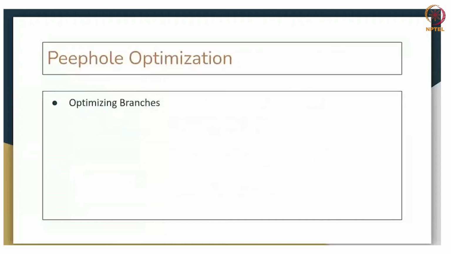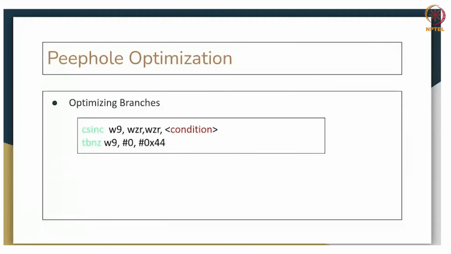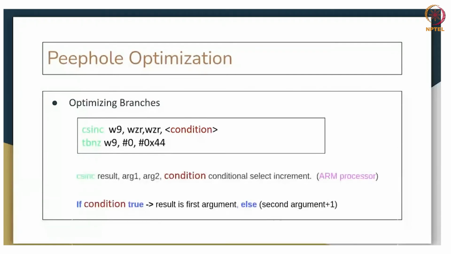So we'll go through peephole optimization, like optimizing branches. Suppose you come across code like this: CSINC W9, W0, W0, condition, then TBNZ W9, #0, 0x44. As I'm repeating, this is MIR, so the instructions are machine specific. CSINC, condition select increment, takes result, R1, R2 and condition. If the condition is true, the result is the first argument; else it is the second argument plus 1. The first argument is the result or destination register.